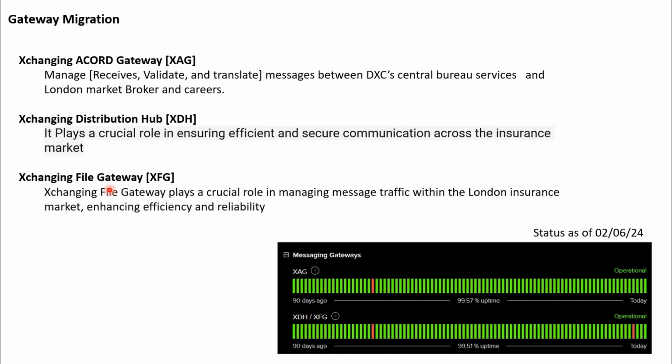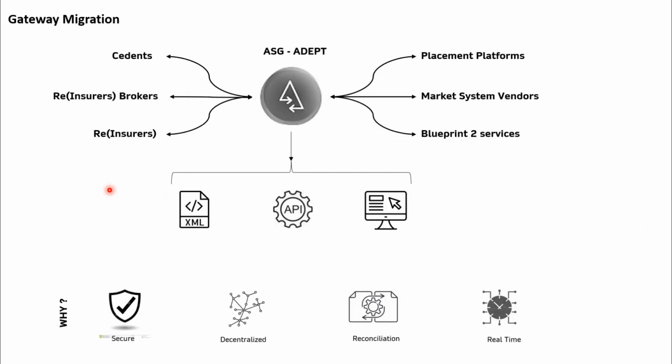Now, since we got a little understanding about the XAG, XDH and XFG, let's go to the next slide and try to understand what is this ASG Adapt Gateway. Here is the ASG Adapt Gateway in a nutshell. If you can see here, the ASG Adapt Gateway sits in the center, and all the cedants, insurance and reinsurance brokers and insurance and reinsurance companies can interact with ASG Gateway. On the other hand, placement platforms like Whitespace and BPL, or market system vendors or Blueprint 2 services can also interact with ASG Gateway.